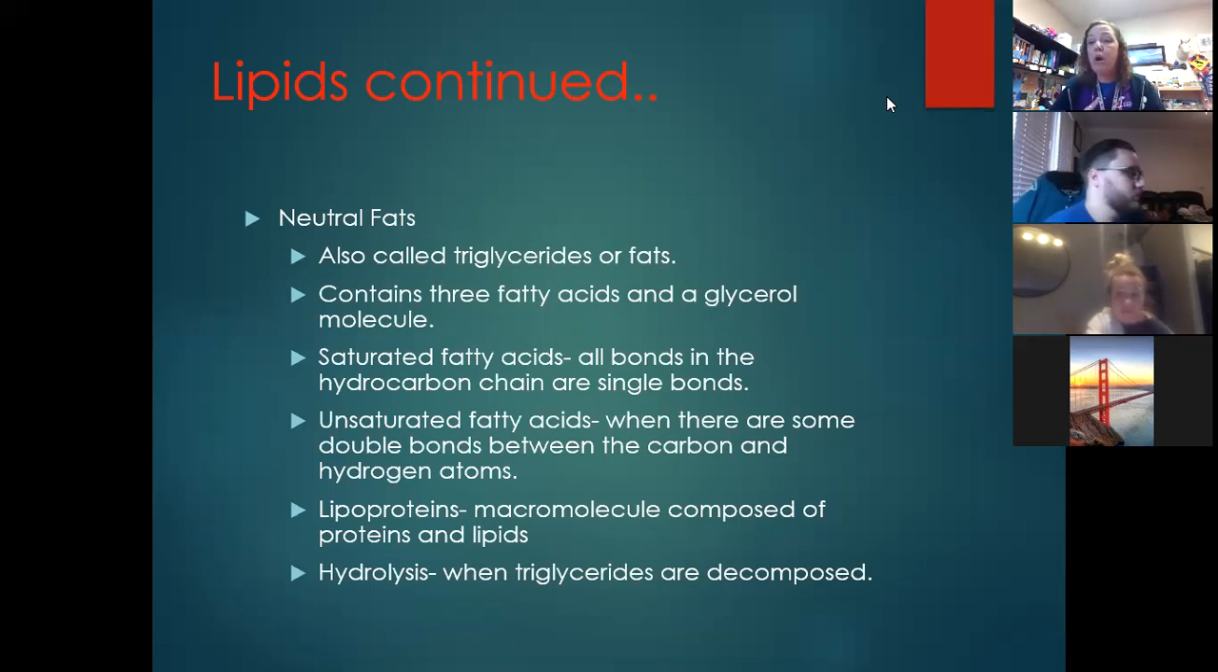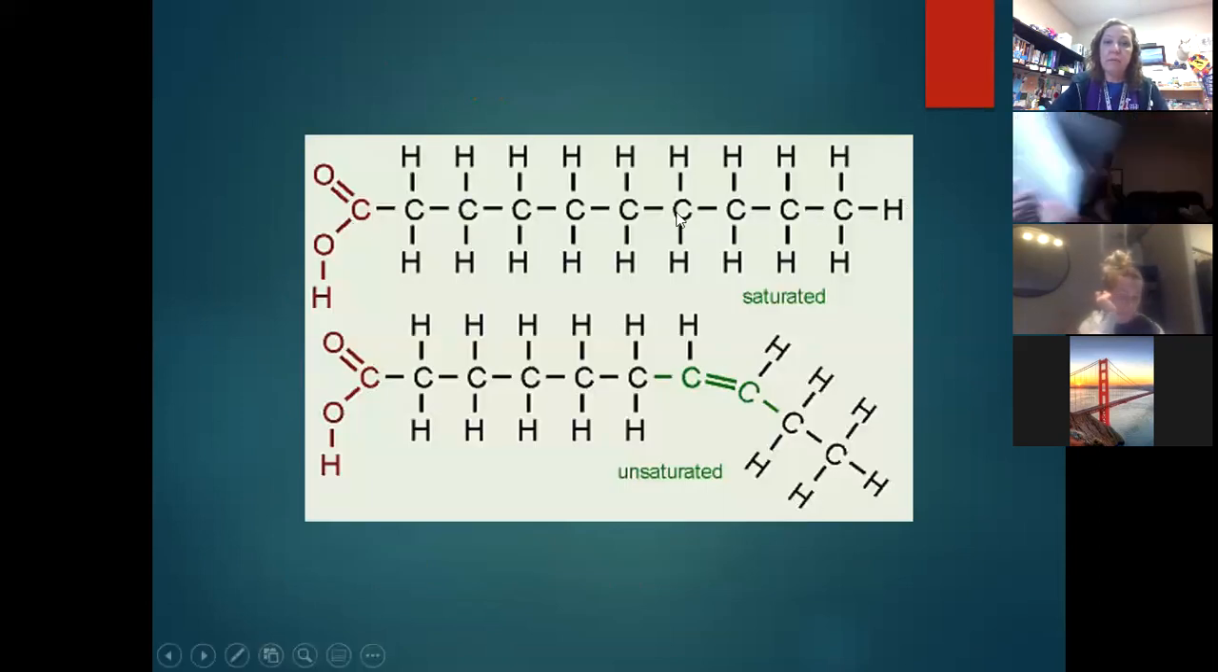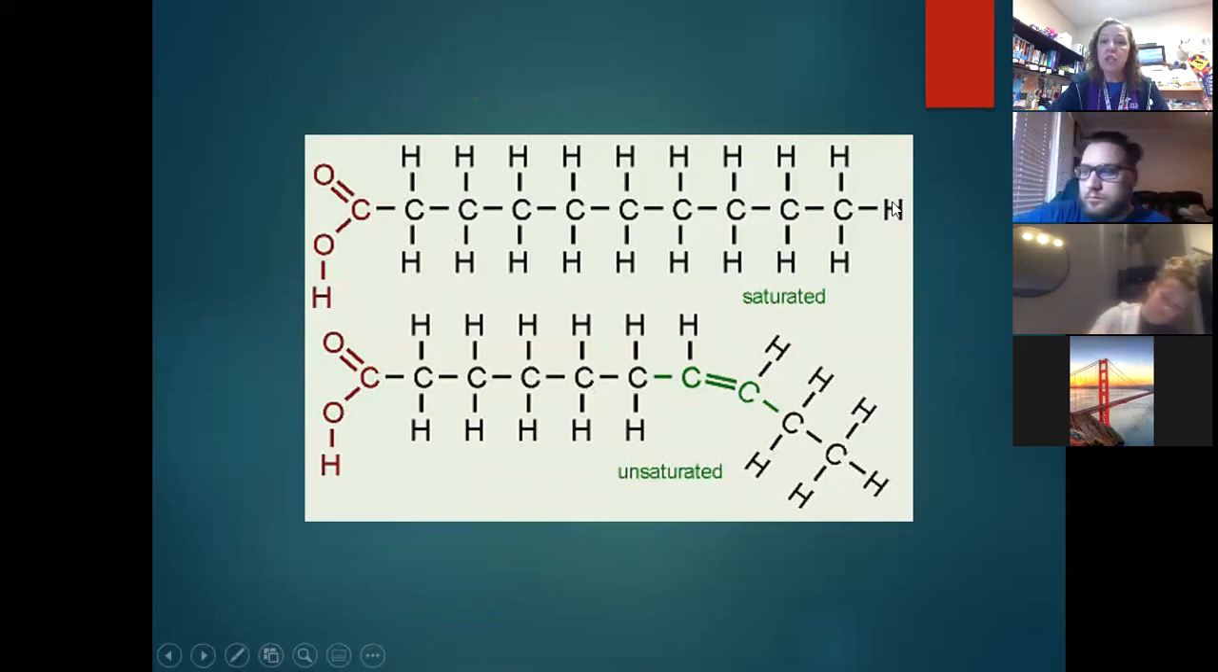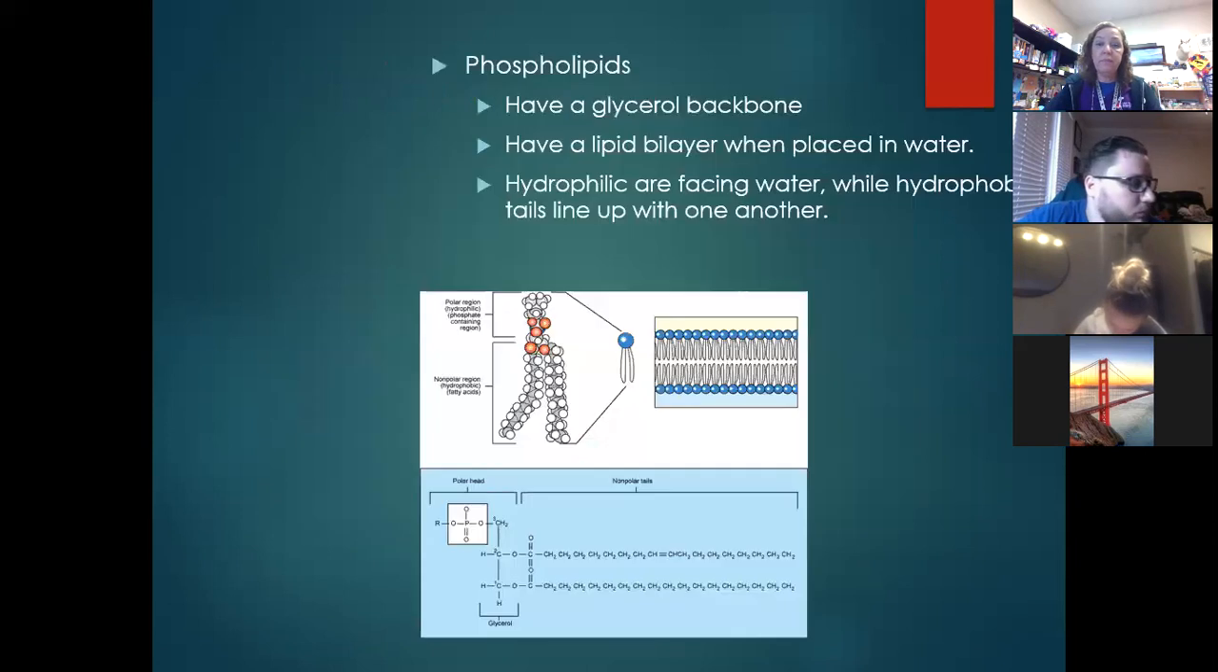Unsaturated is going to have a double bond. Polyunsaturated is going to have more than 1 double bond. So here we have a picture of our saturated, nothing but single bonds. Here we have 1 double bond, which would be unsaturated. And sometimes we'll even go further and describe it as monounsaturated, meaning 1 double bond.